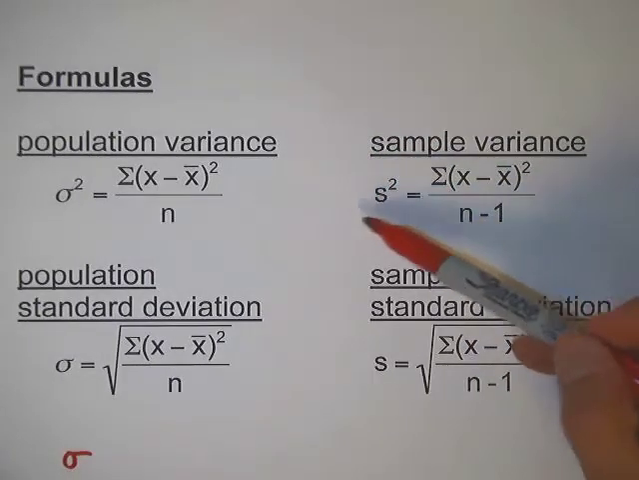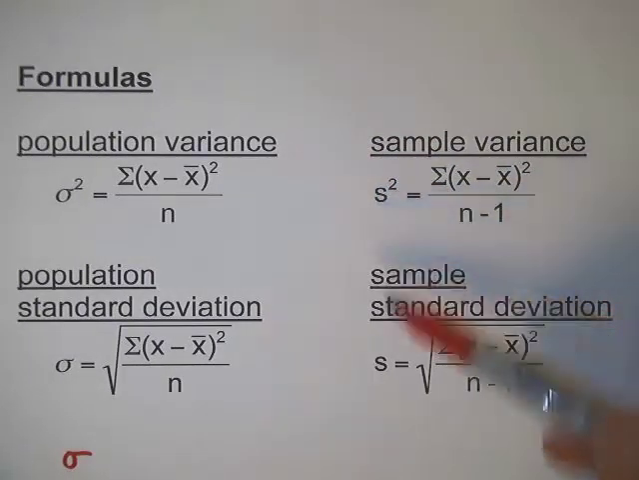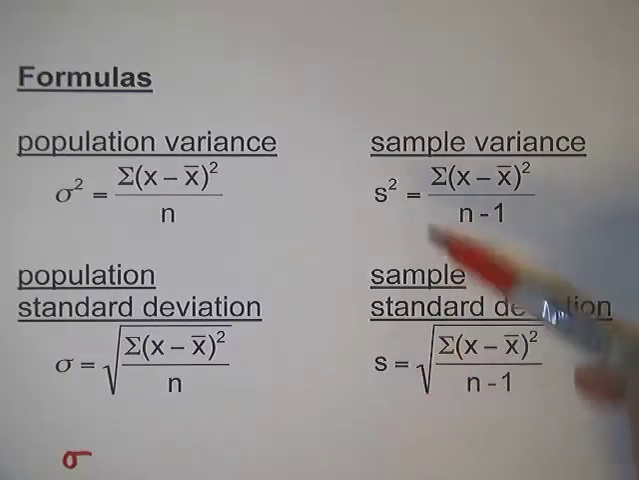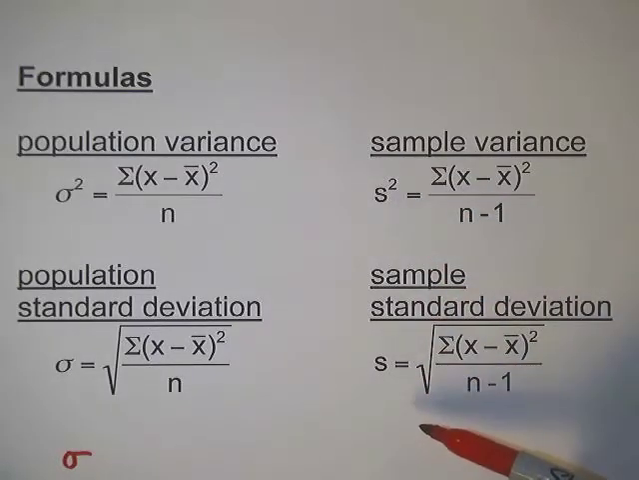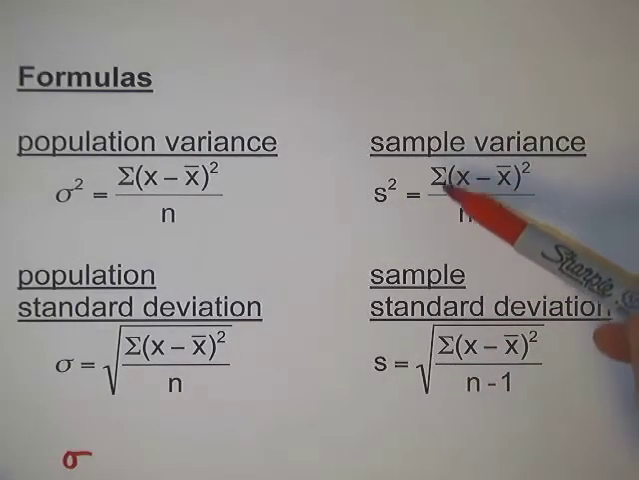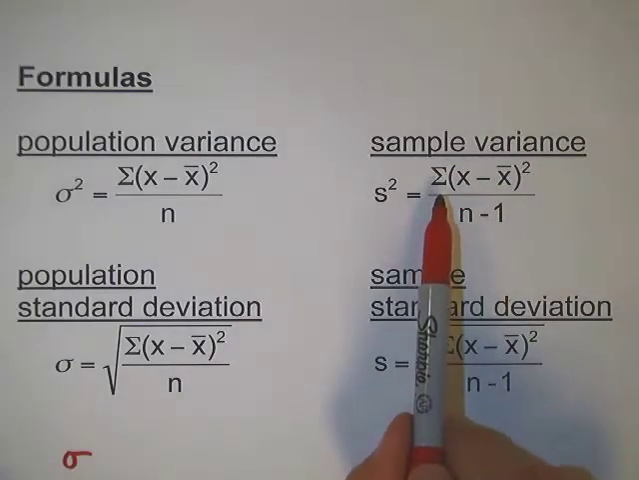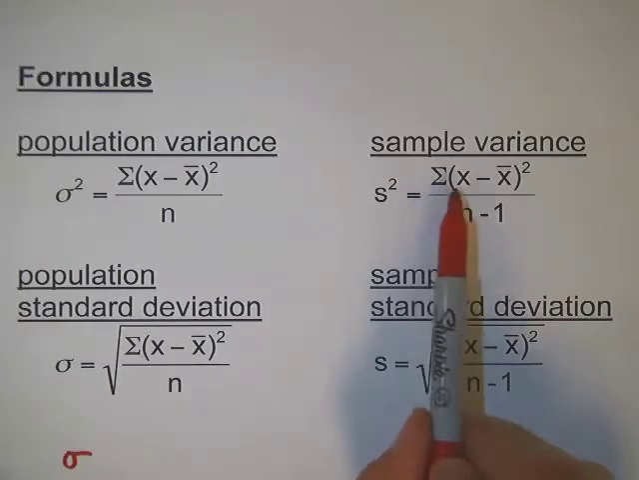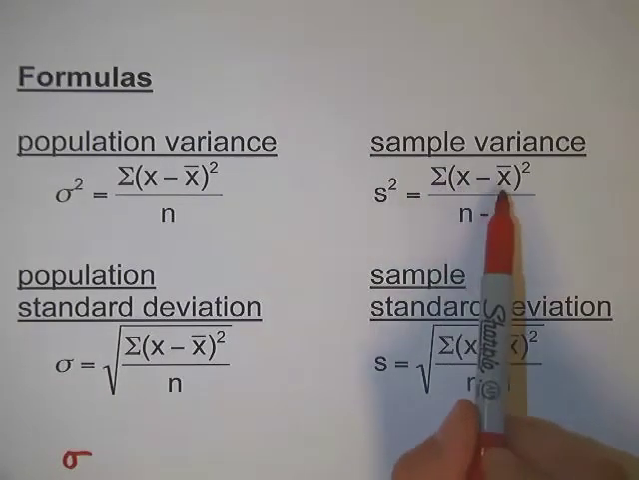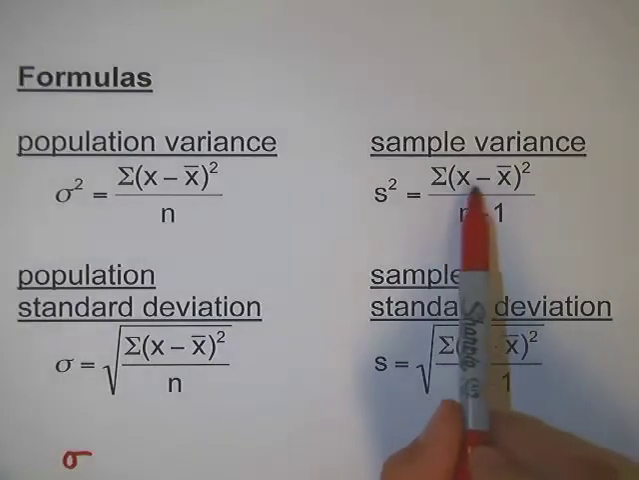The sample variance is S squared. The sample standard deviation is S. So once you have the variance, all you need to do is take the square root of that to get the standard deviation. So the variance formula is, now this is capital sigma, remember it's summation notation. So that means it's the sum. Now it's x minus x bar, a data value minus the mean.